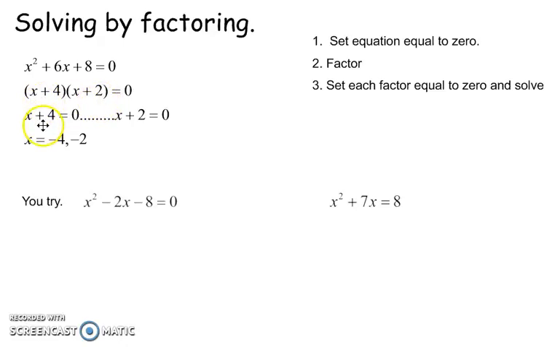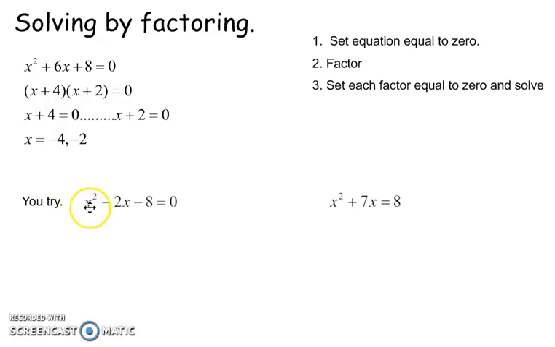We're going to set each factor equal to 0 and then solve. So our two solutions are -4 and -2. Of course, we can always check our answers by substituting them back into the equation.